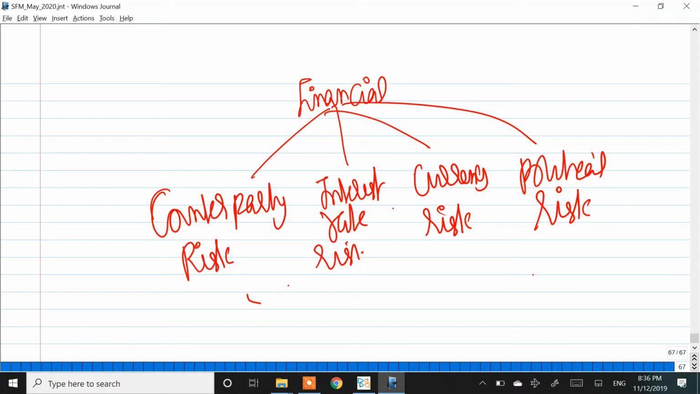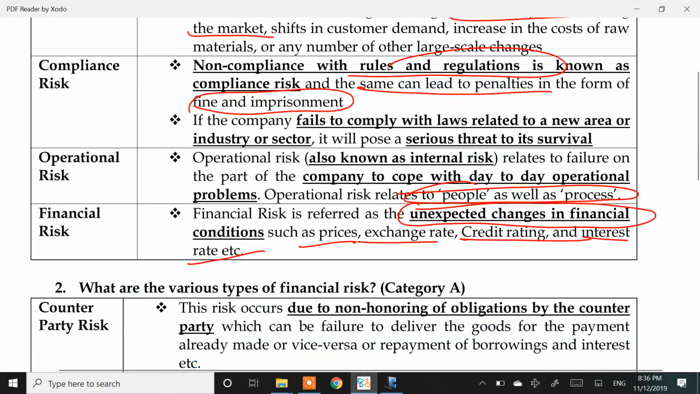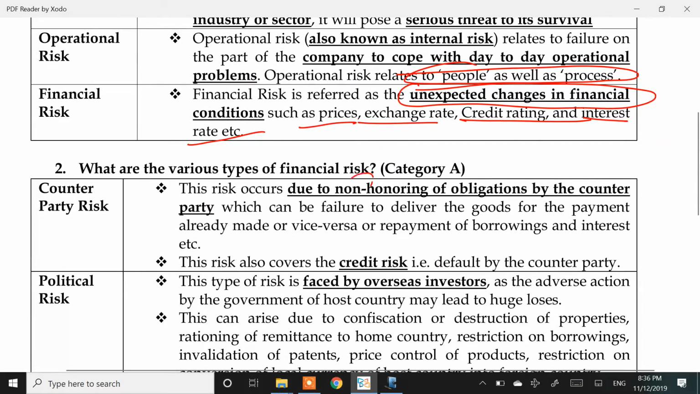What happens is I sell my goods to an external customer. Now when I've already sold the goods, I would expect the counterparty to make the payment to me. But if this guy is not honoring his obligations, then I will have a counterparty risk and that's going to impact my performance. So, non-honoring of obligations by the counterparty, or repayment of borrowings, etc.